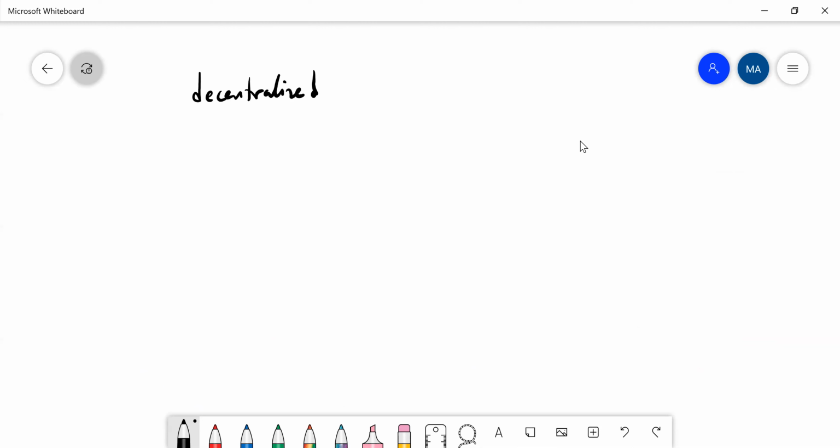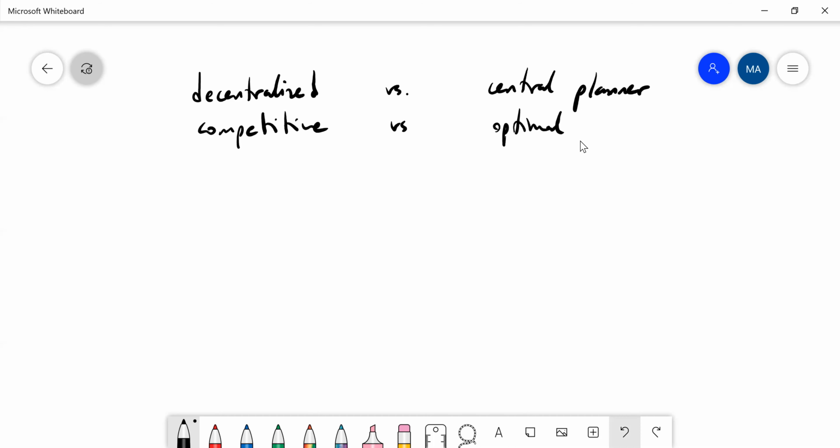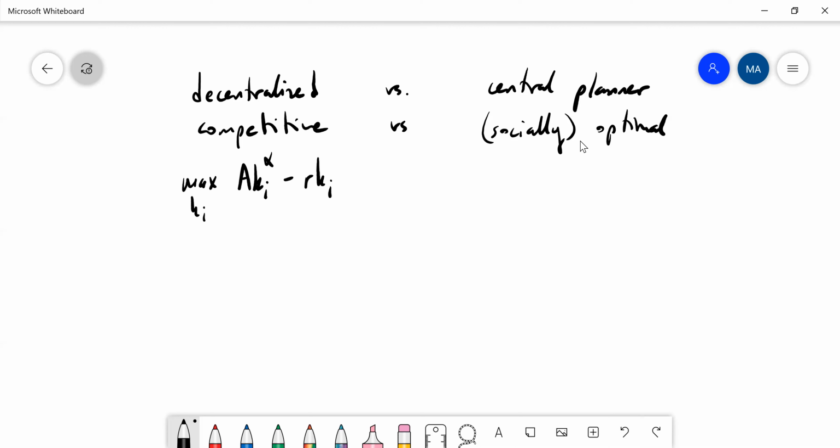So decentralized versus central planner solution. Competitive versus optimal, or socially optimal. These are going to differ, because in the decentralized case, the firm solves this problem by choosing Ki. The firm maximizes, let's say, this.